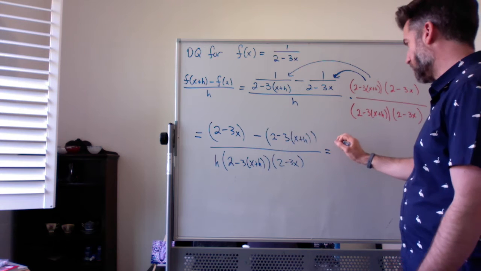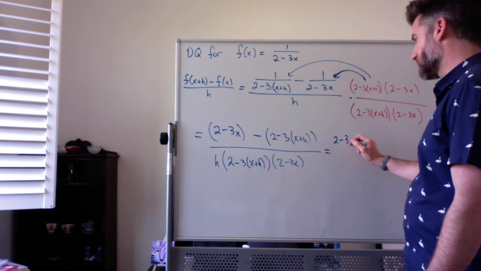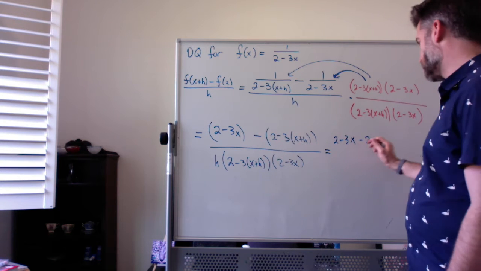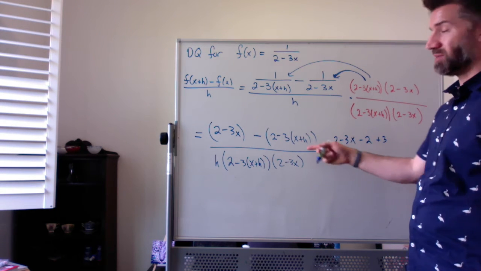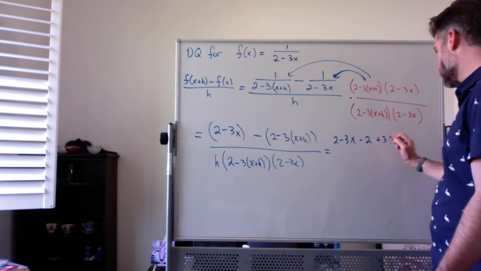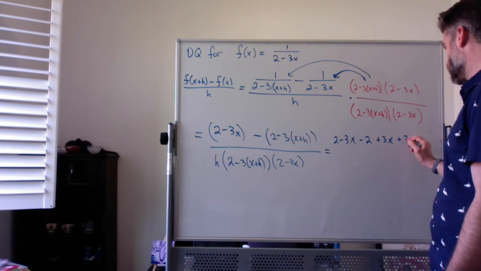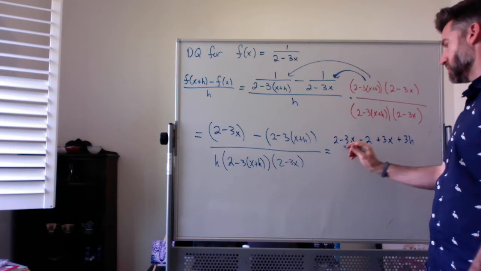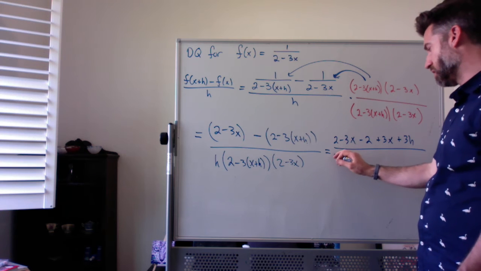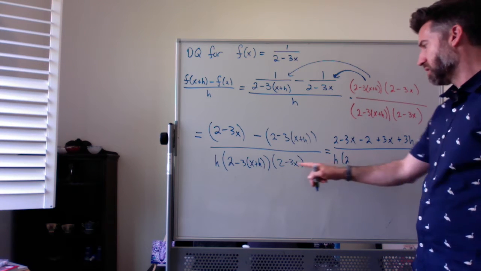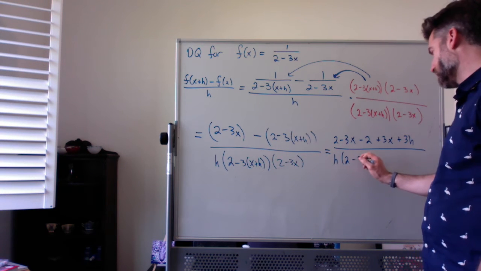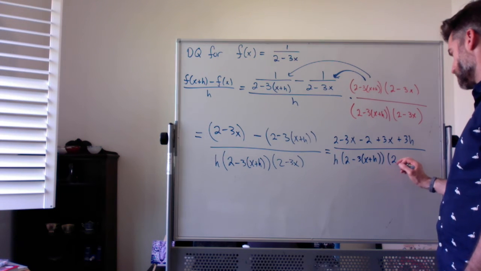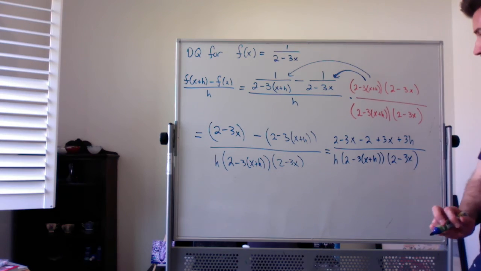So hopefully I have enough room here. I got 2 minus 3x minus 2, minus a minus is plus 3 times x plus h. I'm going to distribute the 3 as well: plus 3x plus 3h. Right, because it would have been a plus 3 times the x plus h, and then the 3 distributes to each of them. All over the same denominator. I would love to not write it out, but I'm going to write it out. So there's the whole thing.